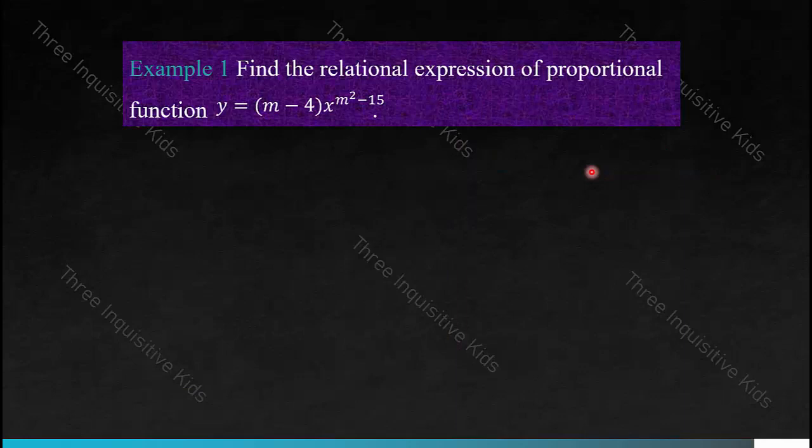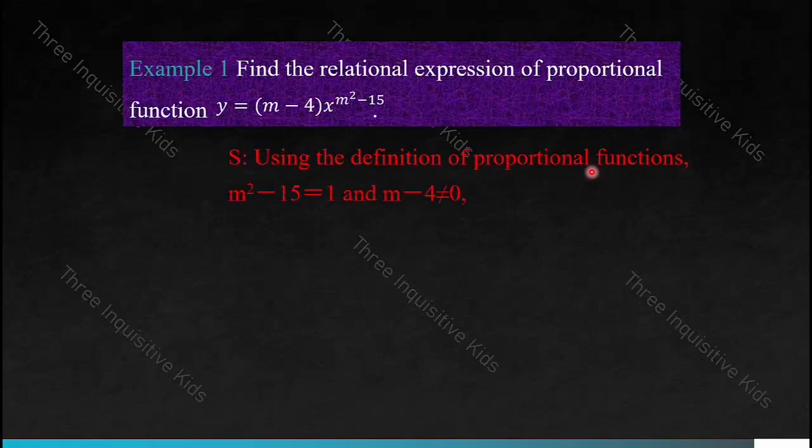Example 1. Find the relational expression of the proportional function y is equal to (m minus 4)x to the power of (m squared minus 15). Well, first, using the definition of proportional functions, we know m squared minus 15 is equal to 1 and m minus 4 is not equal to 0. Therefore, m is equal to negative 4.